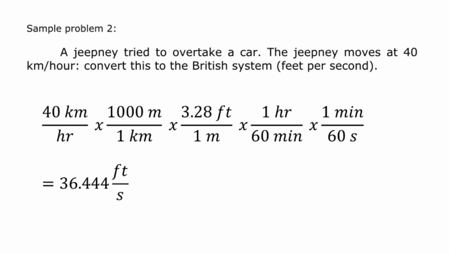Take note that in converting multiple units, we need to convert one at a time. In this problem, we first converted kilometers into meters, then into feet. Then, to convert hours, we write 1 hour on the numerator, which is equal to 60 minutes as written on the denominator, then convert it again to seconds. Always remember, the key to converting multiple units is by writing the conversion factors one at a time.